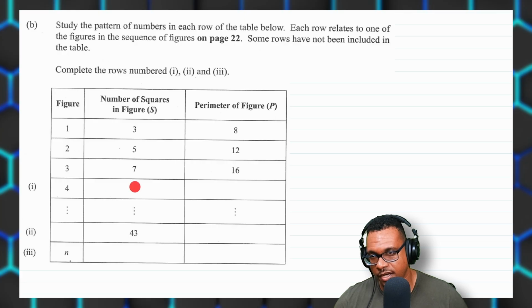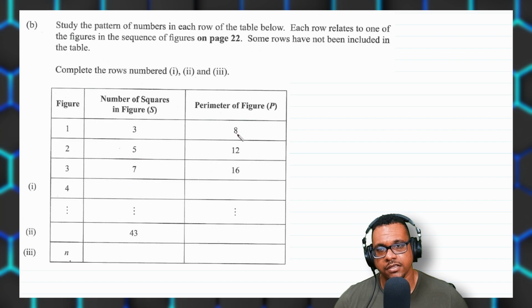So in row 1, we have here missing and here missing. So we have 1, 2, 3, 4. So what number should go here and what number should go here? Let's look at the pattern. We have 3, 5, 7. You know, that's odd numbers, right? So 3, 5, 7, the next one should be 9. So 9 should go here.